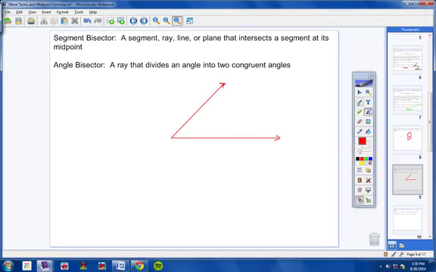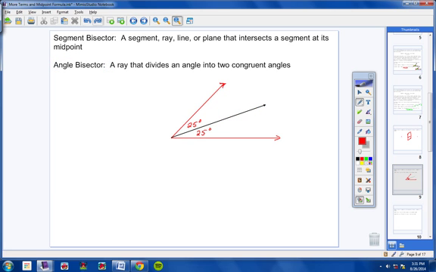And now let's pretend that we have a ray coming out of it right here, like this, in such a way that this angle right here is, I don't know, 25 degrees, and this angle here is 25 degrees. That means this ray right here cut the big angle right in half. So this ray right here that I'm coloring over is called an angle bisector because the ray cut the angle in half.